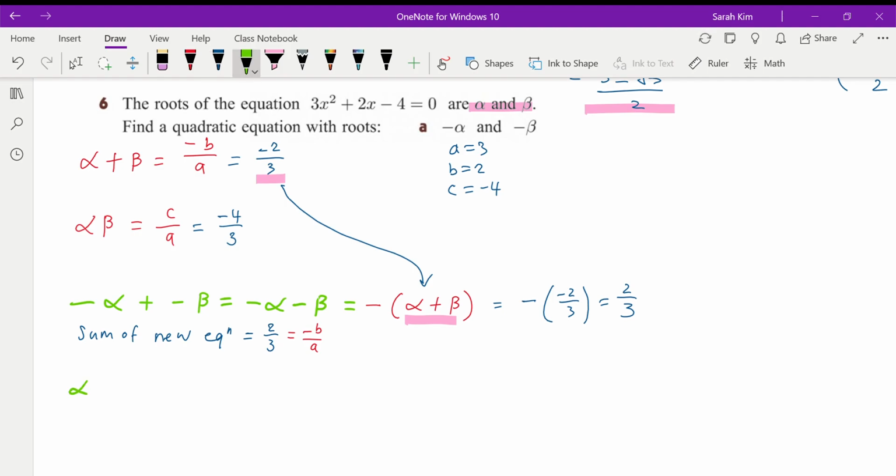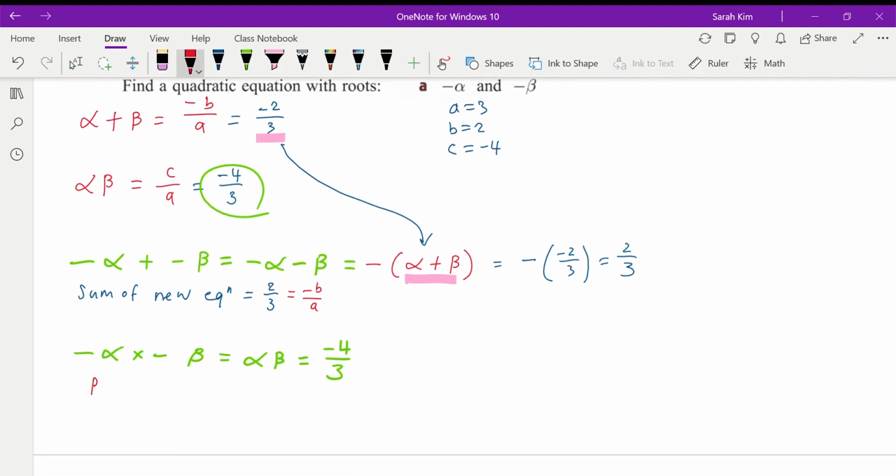Alpha times beta. So if we have negative alpha times negative beta, we have alpha beta. So that's the same answer as this one, negative 4 over 3. So that's going to be the same. So the product of the new equation is negative 4 over 3, which is the same as c over a. So looking at these, I should be able to deduce my new a, b, c.